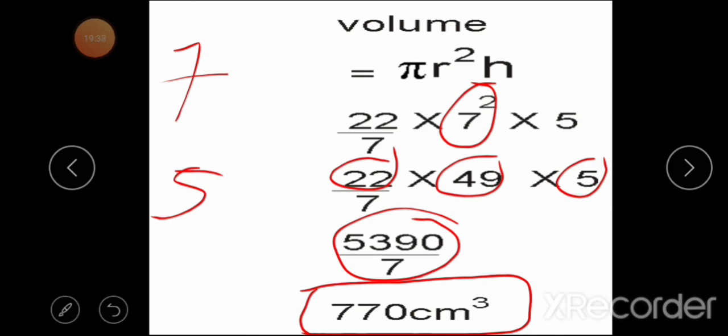So we take 770 centimeter cube of the item, which is liquid.